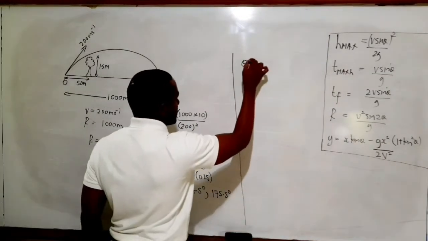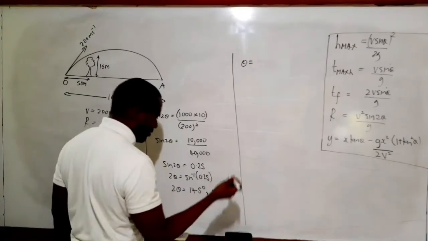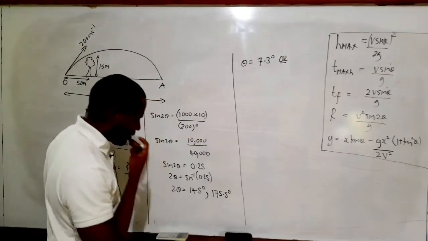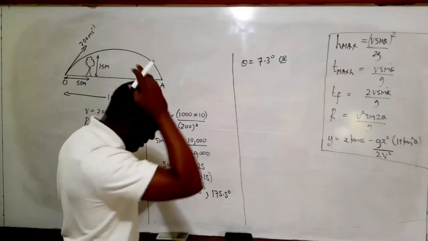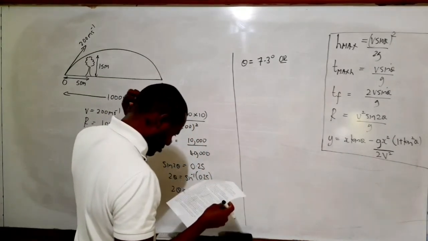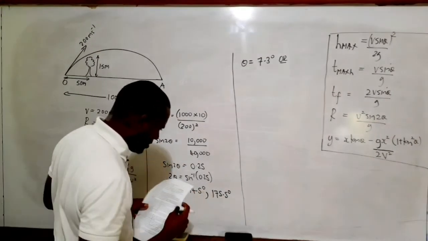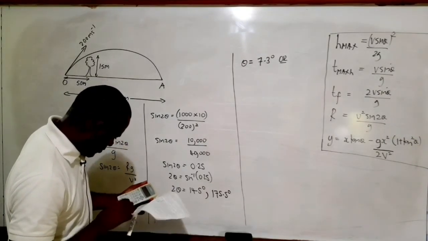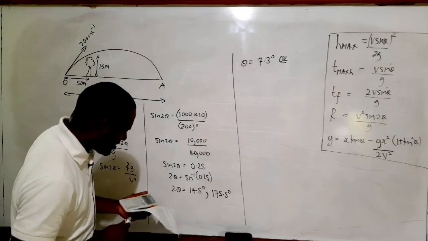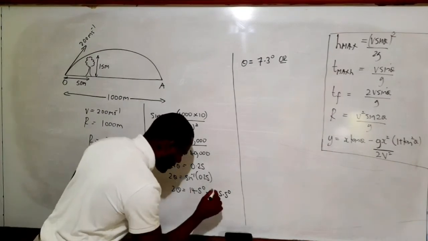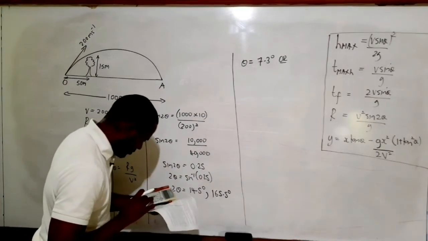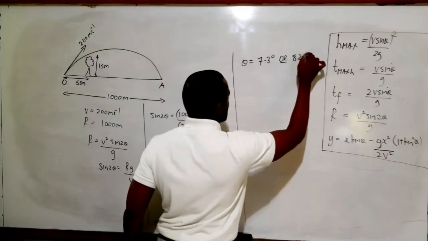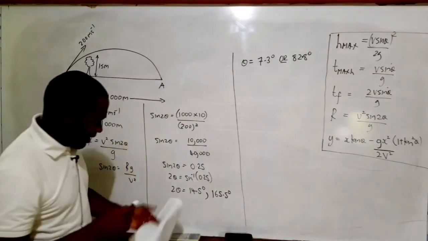or half of 165.5. Let me make sure my math is not off. So 165.5 we divide by 2, that should give 82 point something, so 82.8 degrees. So these are the two possible angles of launch to strike the target.